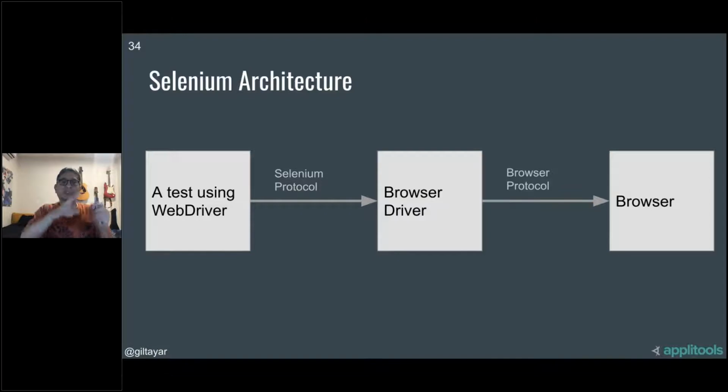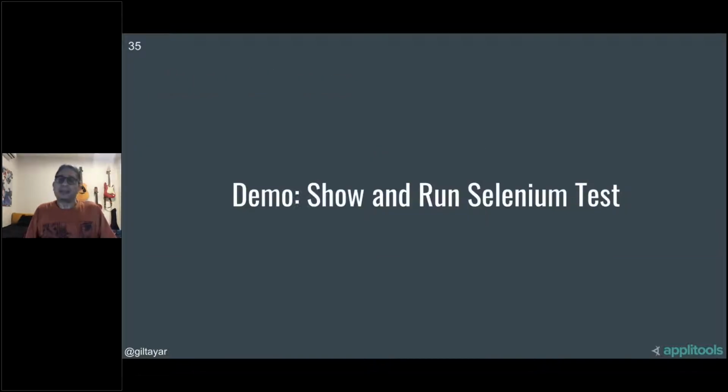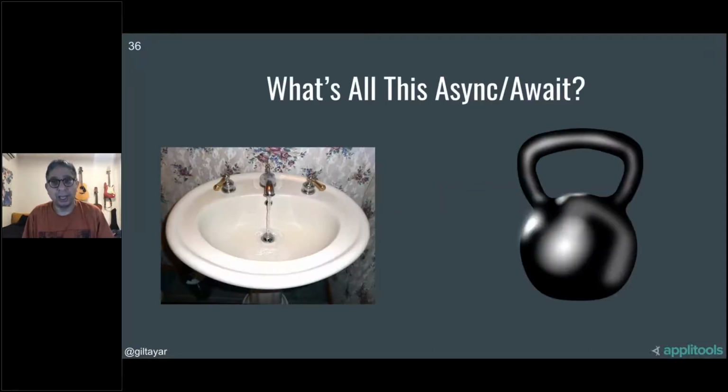So we have two hops. The test is running in one process, the browser driver is running in another process, and the browser is running in another. Every time you do an API call, at least one hop goes back and forth. I'll skip the Selenium test. I'm absolutely sure that most of you have seen Selenium, so I'll skip it in favor of showing more Cypress.